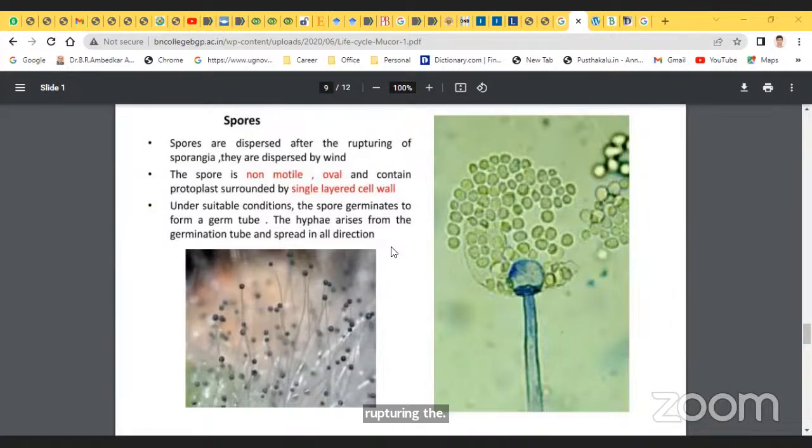The spore is non-motile. Non-motile means not movable. It is oval in shape and contains protoplast surrounded by a single-layered cell wall. These are the points regarding spore structure. Under suitable conditions, the spore germinates to form a germ tube. The hyphae arise from the germ tube and spread in all directions. Clear? These are the points regarding the spores.